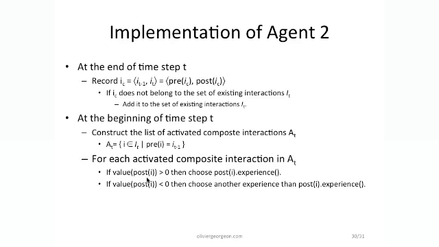And for each activated interaction, if the value of the post-interaction is positive, then it will choose this post-interaction. So try the experience associated with this post-interaction. So it knows that in the context in which it enacted this interaction, it can do the post-interaction. And if it's positive, it will try to do it. And if it's negative, it will choose another experience.